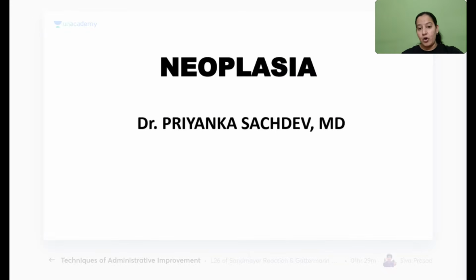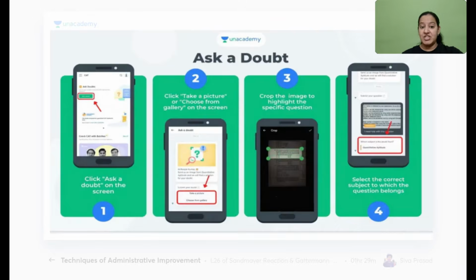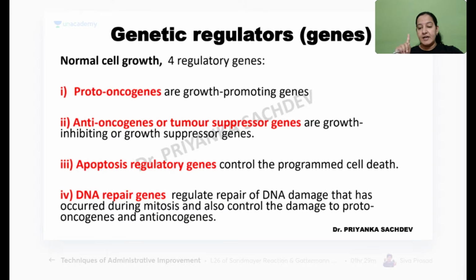So in neoplasia, in oncology series by Dr. Priyanka, we have already covered genetic regulators, that is, the molecular mechanism of cancer is over. We have covered the 4 types of genes: proto-oncogene, tumor suppressor gene, apoptosis regulating gene, DNA repair gene. Those who have missed it, you can't afford to miss it. Whatever prof student you are, whether first prof, second prof, pre-final, final, an intern, or a dropper, you can't afford to miss this topic. So I request you all, those who have missed it, to watch the recordings.